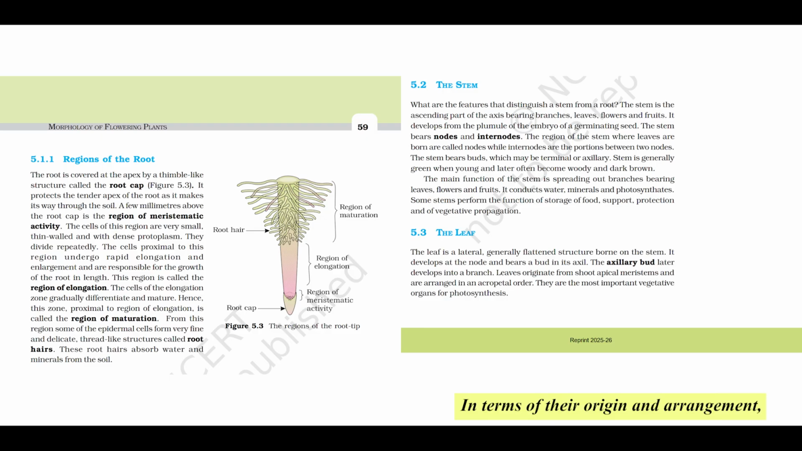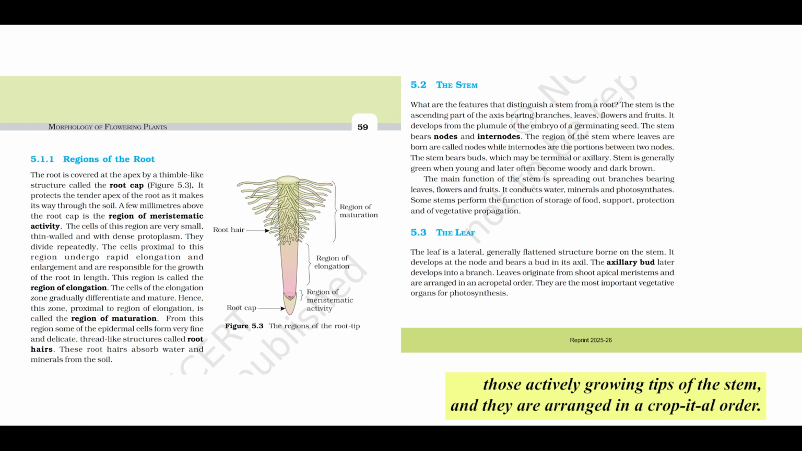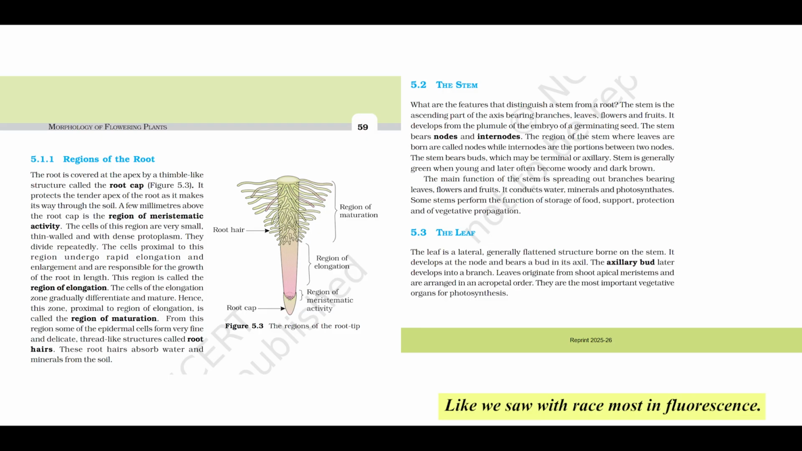It is. In terms of their origin and arrangement, leaves originate from the shoot apical meristems, those actively growing tips of the stem, and they are arranged in an acropetal order. Acropetal. That means youngest at the top, oldest at the bottom, right? Like we saw with racemose inflorescences. Exactly the same principle. Youngest leaves near the apex, older ones further down. Functionally, due to their characteristic green color from chlorophyll and their broad, flattened structure, leaves are the most important vegetative organs for photosynthesis. That incredible process where light energy is converted into chemical energy, creating the plant's food.